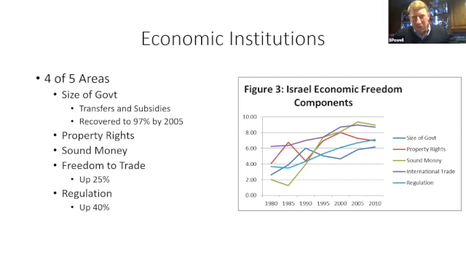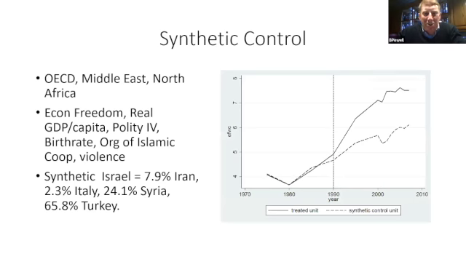And that's largely because transfers and subsidies increased, because immigrants had instant access to the welfare state. They didn't change the welfare state, just the actual payments went up, so measured freedom went down. When you look 15 years later, by 2005, it had basically recovered to its previous level on that measure. So what we really want to know, though, is how does Israel do compared to what the counterfactual would be if it didn't receive this migration?